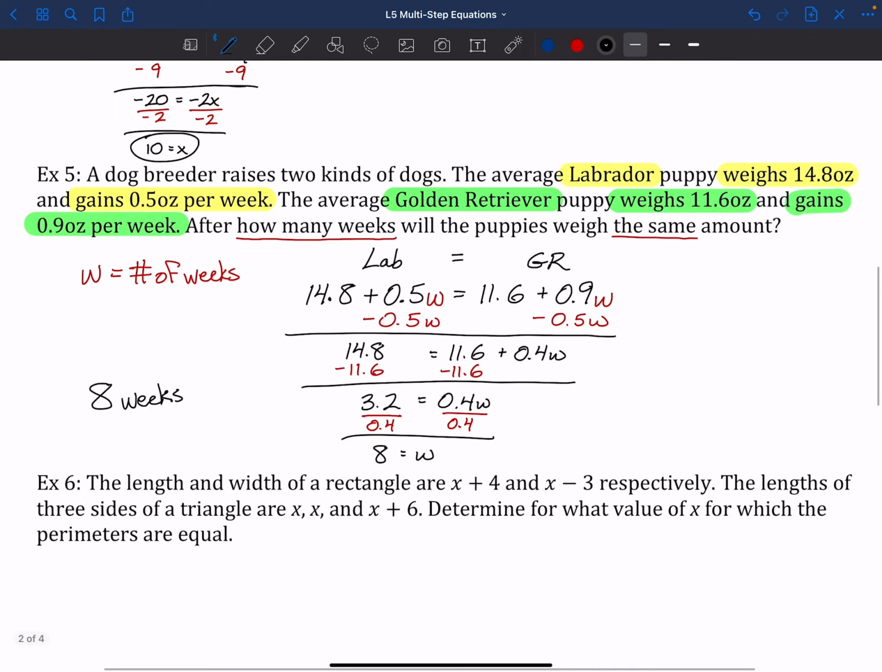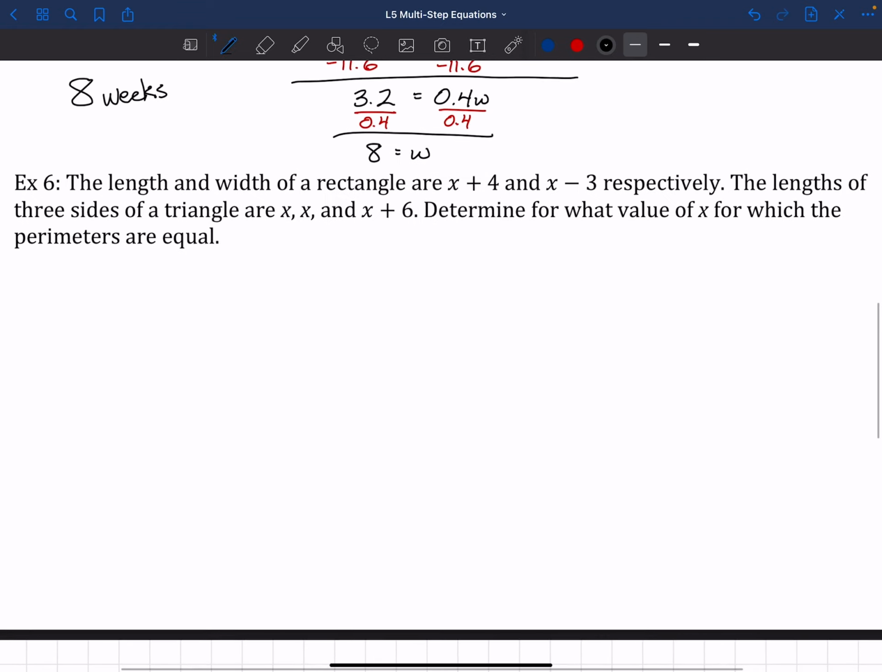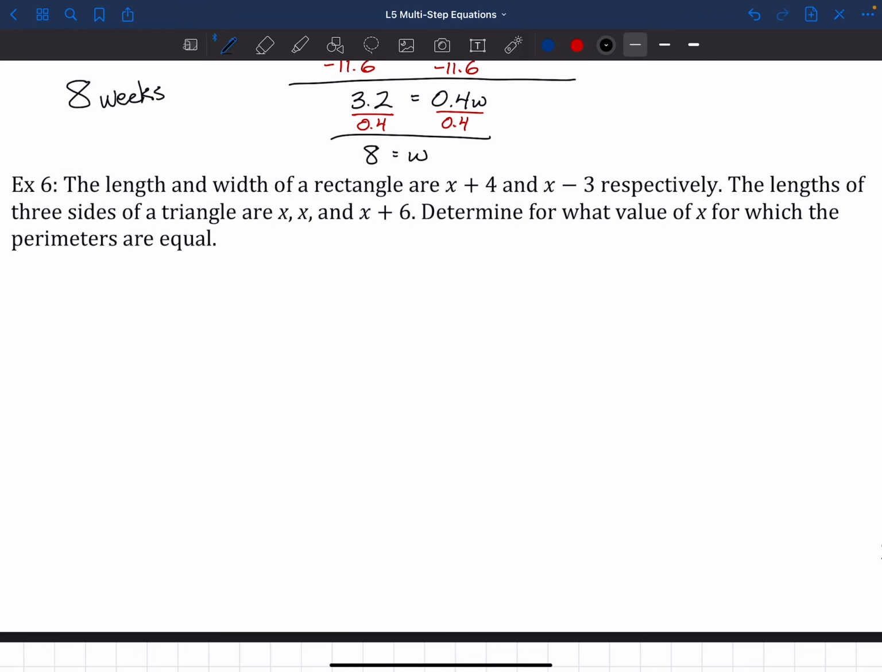All right, so example 6 here, another word problem. We've got the length and width of a rectangle are x plus 4 and x minus 3 respectively. The lengths of 3 sides of a triangle are x, x, and x plus 6. We want to figure out what value of x is going to make the perimeters of those equal to each other.